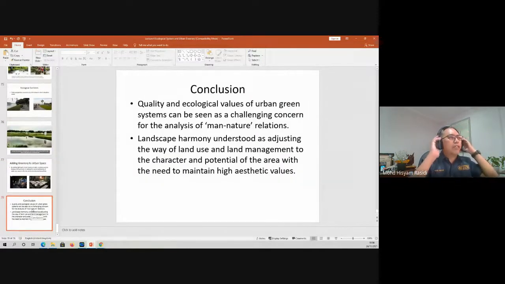Okay, I think we are almost at the end. The ecological value of the urban green system can be seen as a challenging concern for the analysis of man, nature, and relation. The landscape harmony is understood as adjusting the way of land use and land management to the character and potential of the area, with the need to maintain high aesthetic values. My remark basically: whatever we design, we need to consider two things. One, for family, our friends, our parents, of course. The second is how the development can give an impact to the habitat and also the surrounding.